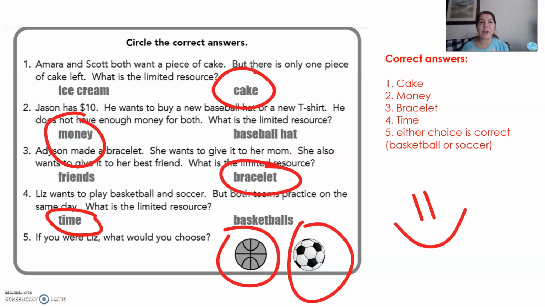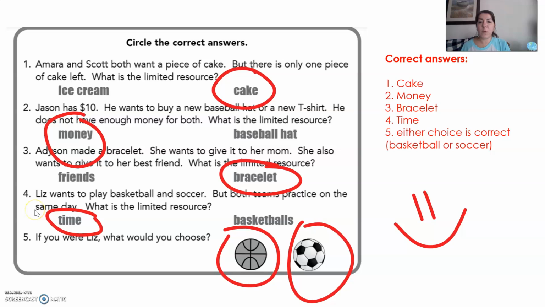Okay, so here are the correct answers. For number 1, you should have circled cake. The reason that there wasn't enough cake is because there was only one piece and 2 people wanted it. In number 2, the answer was money. He had $10, but not enough for both. In number 3, the bracelet was the limited resource. Addison wanted to give it to 2 people, but she only had 1.